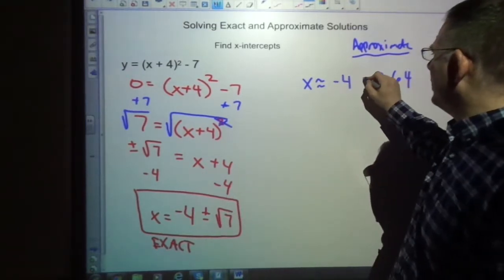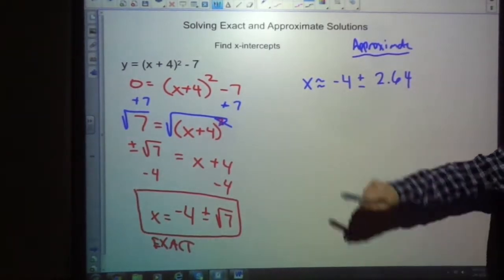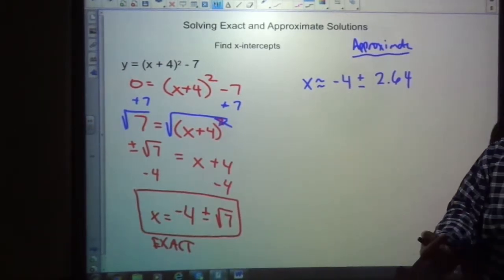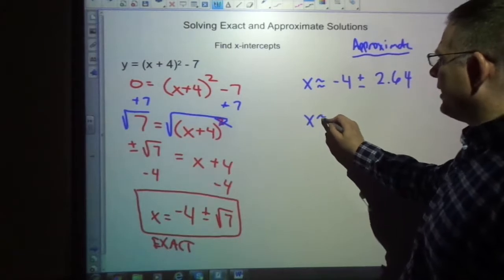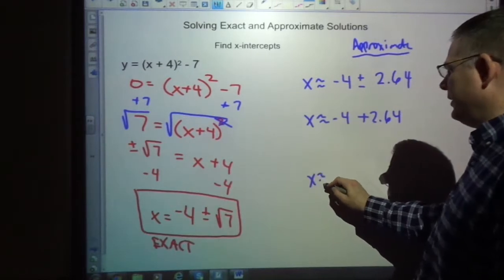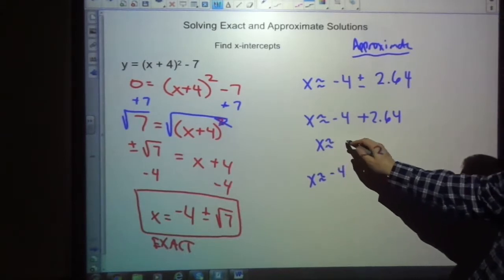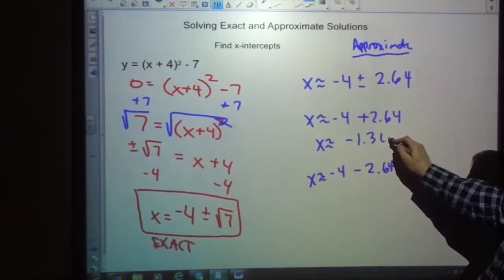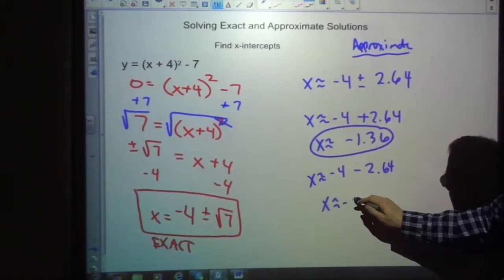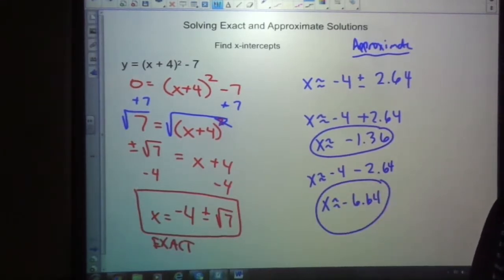Negative 4 plus or minus this thing that was the square root of 7 that we're rounding. So that's why it's important to change the notation here. It's not equal to anymore. This is the symbol for approximately. And now I just figure them both out. It's approximately negative 4 plus 2.64, or it's approximately negative 4 minus 2.64. This one would give me an answer of, I'm thinking, negative 1.36. Is that right? And this one looks like negative 6.64. Those are my x-intercepts.